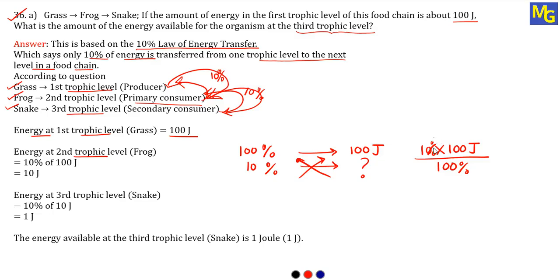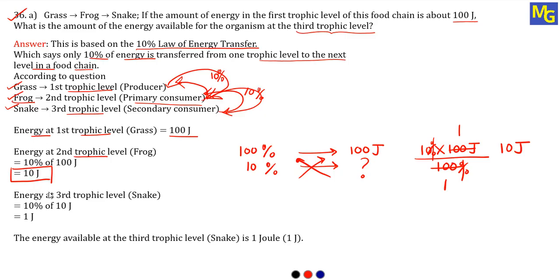Percent will get cancelled. And then what is remaining? So here 100 ones are 100, 100 ones are 100. What is remaining? 10. So the number is 10 and the unit remaining is joule. Therefore, only 10 joules of energy out of 100 is transferred to the second level, that is in the frog.